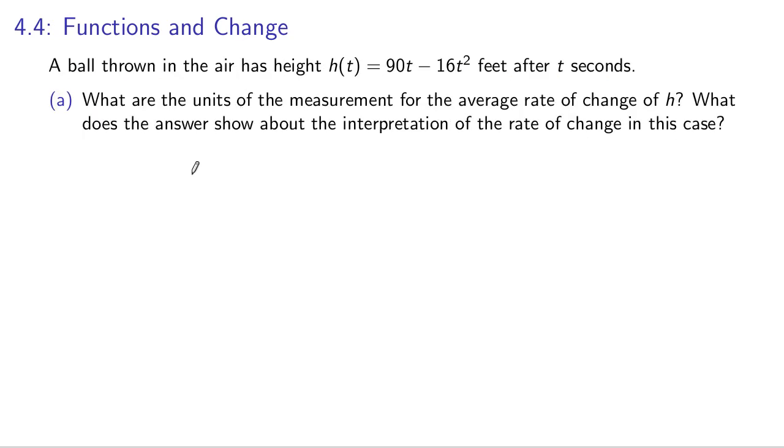So let's use the definition that we just went over for the average rate of change to solve a problem. A ball that is thrown into the air has height h of t equals 90t minus 16t squared feet after t seconds. So first, what are the units of measurement for the average rate of change of h? Remember, the average rate of change of h over an interval would be the change in the output over the change in the input.